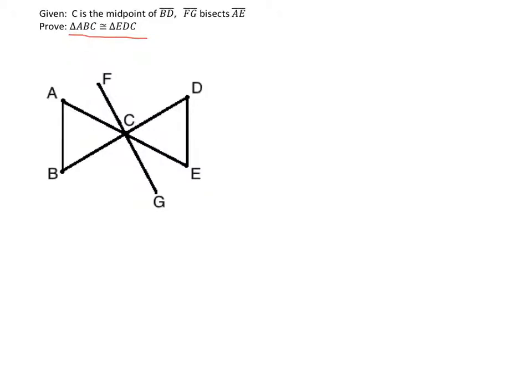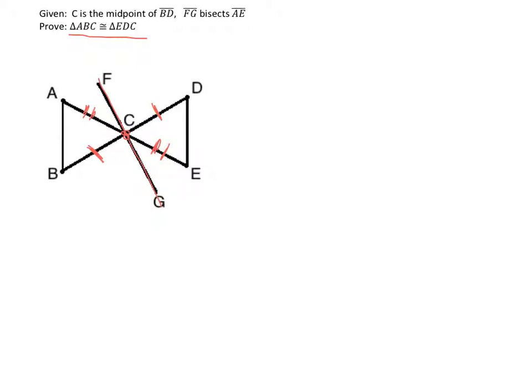So first off, we're going to take our given points. So it says C is the midpoint of BD. So if C is in the middle of this segment BD, then we know that segment BC is congruent to segment CD, because that's just what a midpoint is. And it also says FG bisects AE. So if this is AE, and this line here bisects it, then we know that this segment is equal to that segment. So we got that.